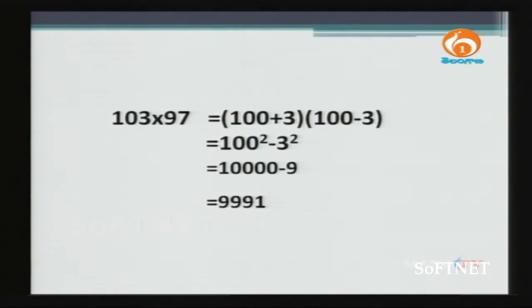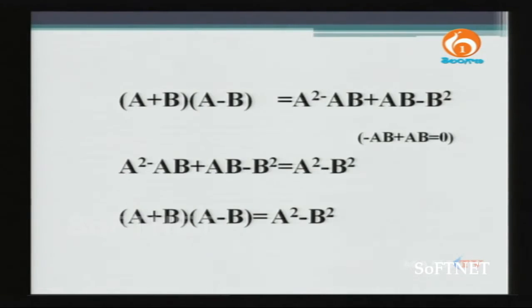So, here you apply one algebraic identity. What is that identity? Children, can you say that? Good. It is a plus b of a minus b. Okay, so now we will see, just as a recapitulation, a plus b of a minus b.